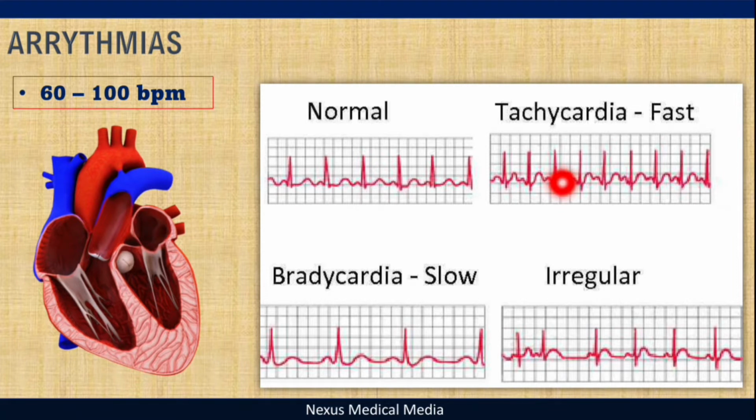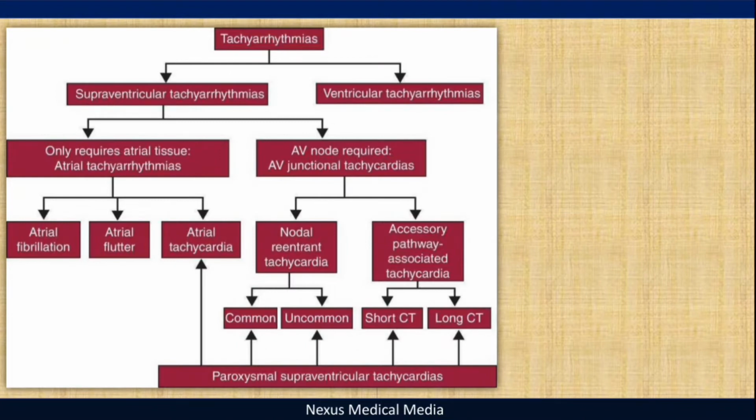Now, atrial fibrillation is actually a tachycardia, right? So let's look at tachyarrhythmias. These can be divided into two main groups: the supraventricular tachyarrhythmias, that's above the ventricles, and the ventricular tachyarrhythmias. The supraventricular tachyarrhythmias can be classified into two. Those which require atrial tissue are called atrial tachyarrhythmias, and they include atrial fibrillation, what we are talking about here, atrial flutter, and atrial tachycardia.